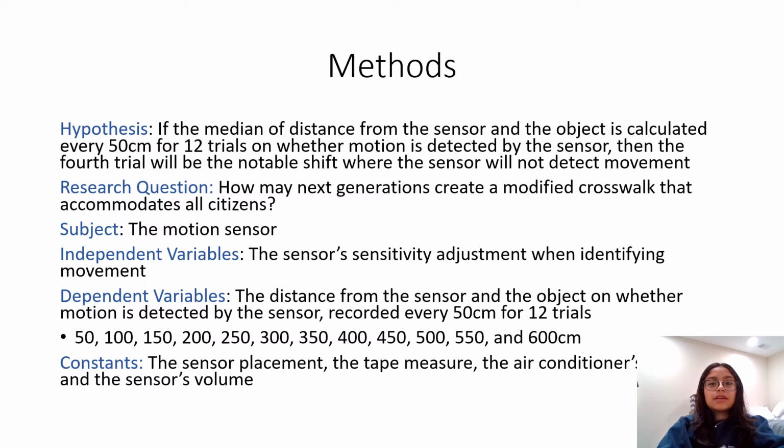The independent variables that follow are the sensor's sensitivity adjustment when identifying movement, and its dependent variables being the distance from the object to the sensor and whether it detected motion. This is measured every 50 centimeters for 12 trials. Lastly, its constants are the sensor's placement, the tape measure, the air conditioner sound, and the sensor's volume.